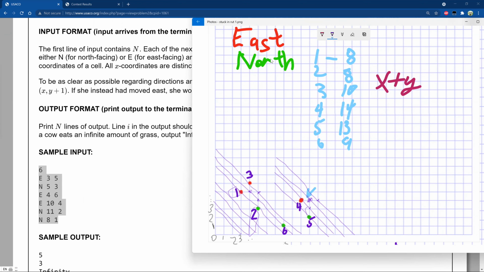All right, so pause this video and try to program it out. And next, I will be programming it out. I'll be showing you how to do it if you get stuck.